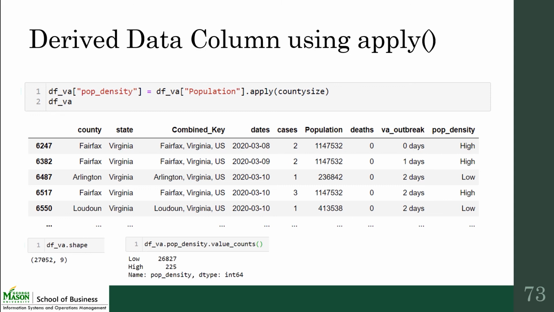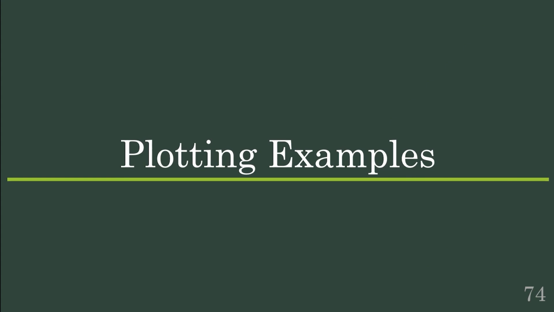To see some aggregate results related to the data frame, the shape attribute and the value counts method are used. Based on the 27,052 observations in this data frame, there are 225 observations related to the high category. The remaining slides make use of the COVID-19 dataset and the different data frames involved in this presentation. Review the syntax as well as its respective output.